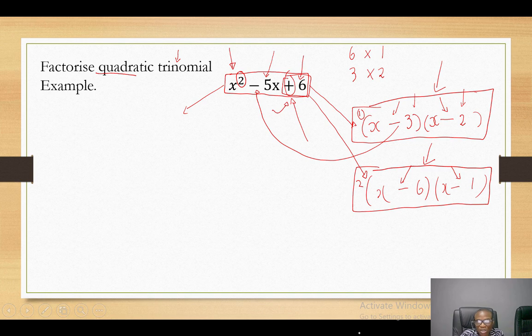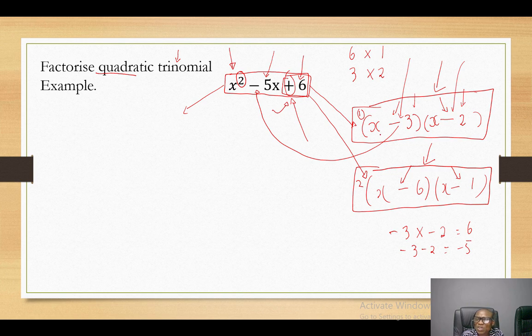Only one is going to be correct. So the question is, which one? Now let's check. If I say negative 3 times negative 2, obviously I'm going to get positive 6, which is this 6 that I need, the last term. But if I just take negative 3 and minus 2, minus 3 minus 2 will give me minus 5.